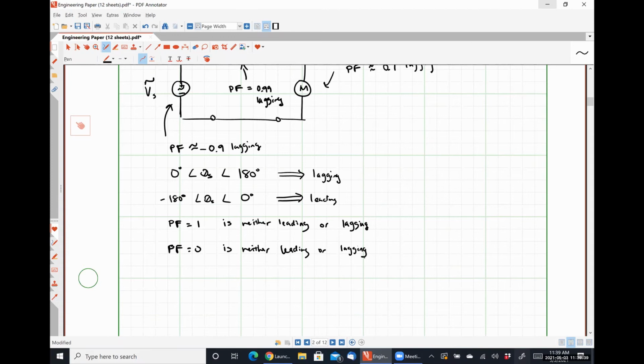All right, any questions about power factor before we move on to a graphical representation that ties all this stuff together? Yes, sir.